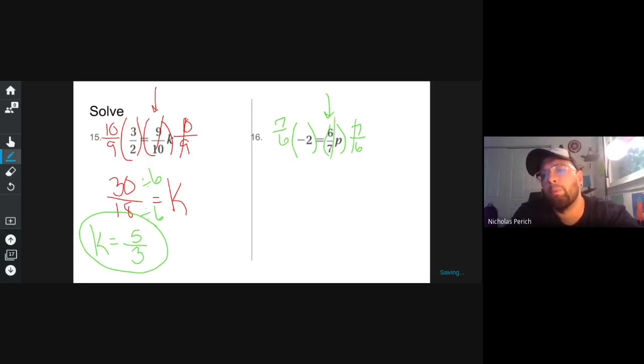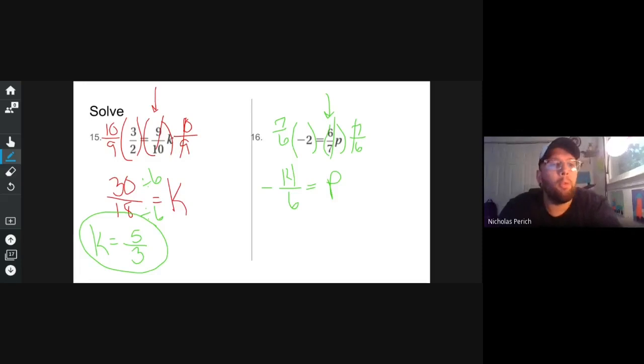Cross you out. If I have 7 over 6 and I multiply it by 2, I get 14 over 6. But it's negative. That equals P. Can I simplify that? Sure. I could divide both of these by 2. So it's negative. 14 divided by 2 is 7. 6 divided by 2 is 3. I'm going to move the P to the left because that's where it should be. And that's my answer.